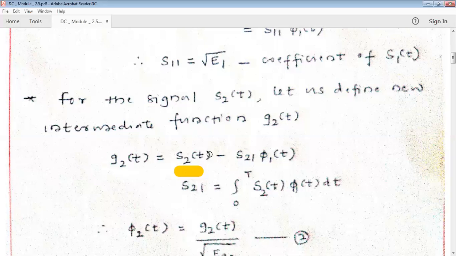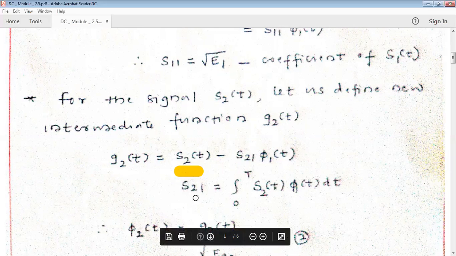So s2 of t will be given. Phi1 of t we know, which is calculated in the previous step, and we want to know what this S21 is. This S21 is the first coefficient, or the first element, in the signal vector S2. And please remember, the general form of this coefficient is Sij, and in place of i we have 2, and in place of j we have 1.